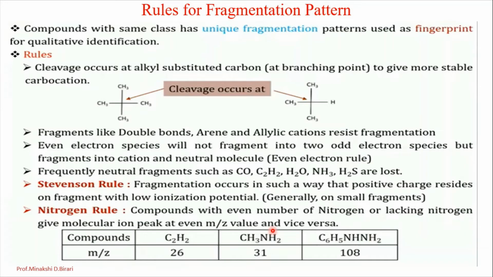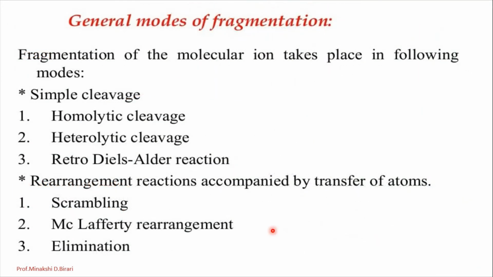Now let us see the general modes of fragmentation. The fragmentation of the molecular ion takes place in the following modes. First important one is simple cleavage. Simple cleavage also occurs by homolytic cleavage, by heterolytic cleavage, or also by retro-Diels-Alder reaction. In some cases, there may be rearrangement. The rearrangement reactions, which are accompanied by transfer of atoms, may be by scrambling, by McLafferty rearrangement, and also by elimination.